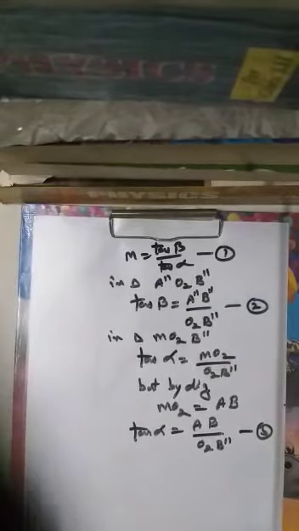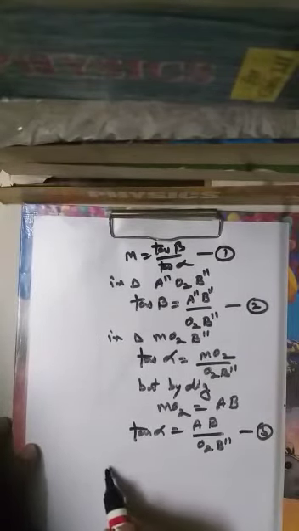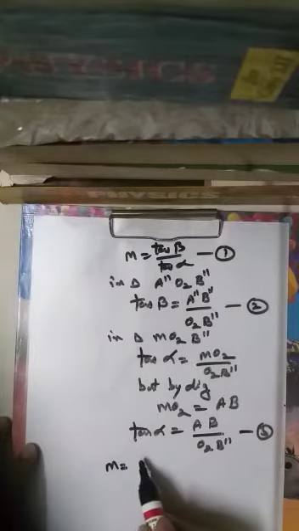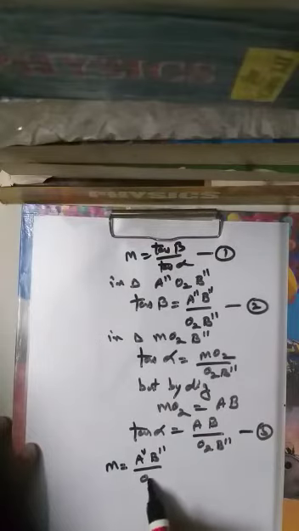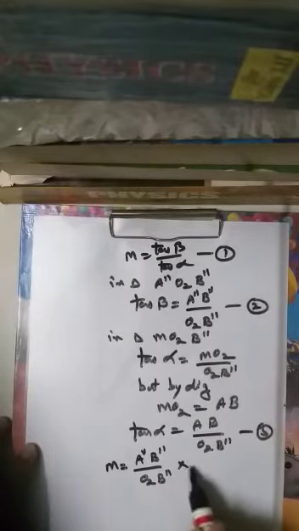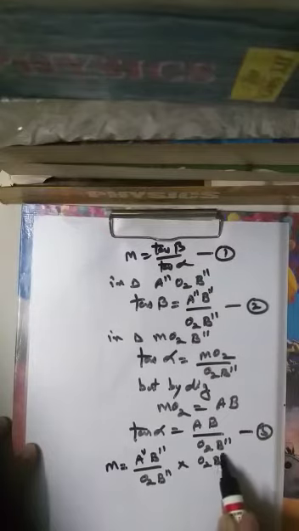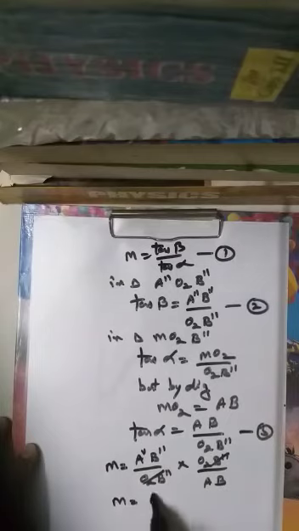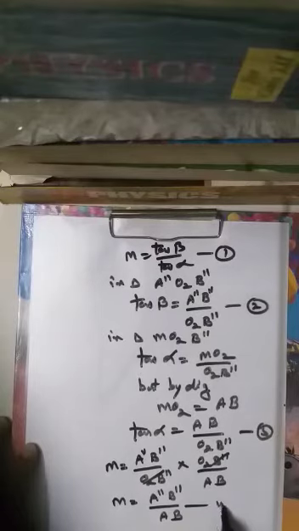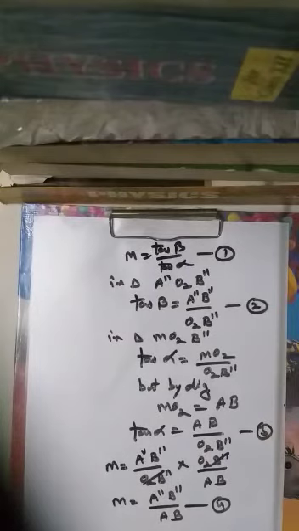Putting this value in equation 1, we get m is equal to, first we put the value of tan beta, A''B'' upon O2B'', into O2B'' upon AB. The equation 4 became A''B'' upon AB. This is the value of magnifying power. It may come in a question. It is the ratio of the height of the final image to the height of the object.